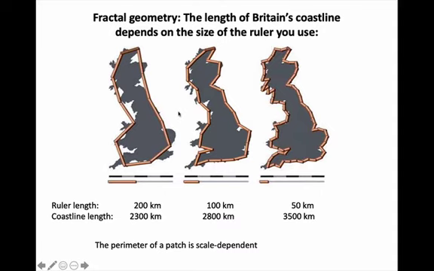But now my question to you is, what's the right-sized ruler? In theory, the coastline of Britain is infinitely long. If you use an infinitely small ruler, what this suggests is that the length of the coastline of Great Britain will continue to increase as the size of your ruler decreases. This is kind of a nuts idea. Okay, but the scale of measurement that you use determines your understanding of the perimeter of a patch. Now notice the title of this slide says fractal geometry.